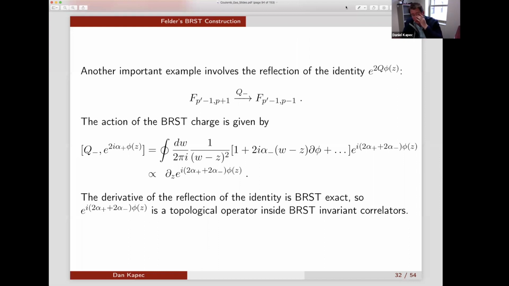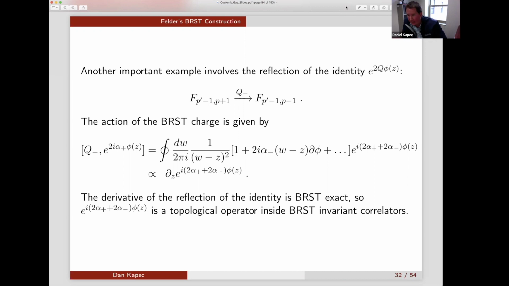Okay, another important example, which at least for me was useful, involves the reflection of the identity. So that's the exponential operator. There's a degeneracy in the spectrum of the linear dilaton. There's always two operators with the same conformal dimension. That's basically a reflection of the p goes to minus p degeneracy in the model without the background charge, but it gets shifted once you turn on Q.